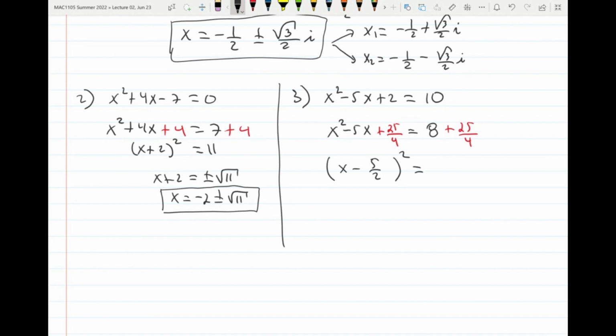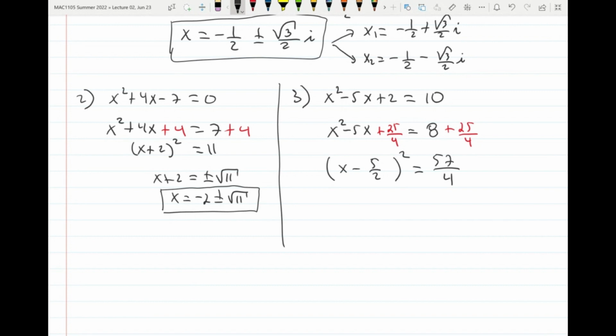All right. Now the right hand side, we need to combine. Is everybody comfortable with this? Just multiply top and bottom by 4. So you're gonna get 32 in here, and then you do 32 plus 25, right? That is 57. Are we okay? All right.